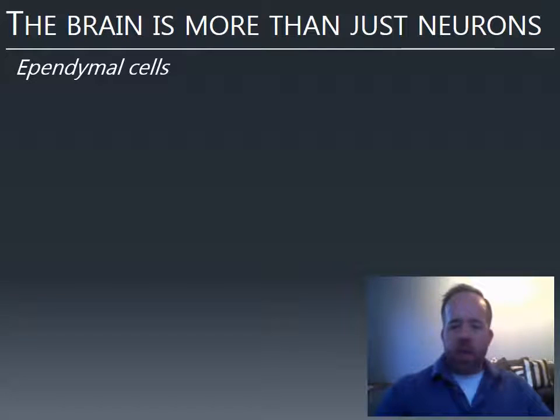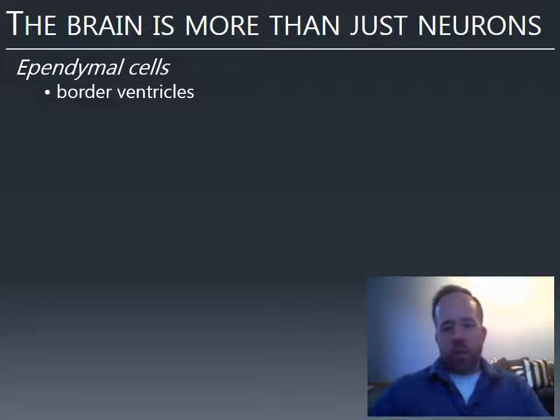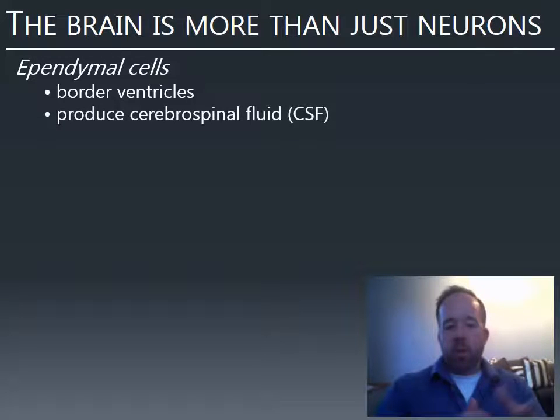You also have things like ependymal cells. And these are cells that border what are called ventricles. We haven't gotten to the whole brain yet, but when we do, the brain has these sort of fluid-filled cavities in it. And so the ependymal cells border those cavities and produce what's called cerebrospinal fluid, or CSF. And that's just fluid that cushions the brain.